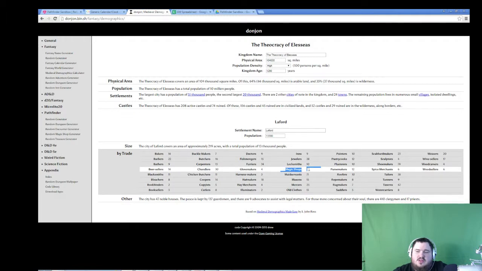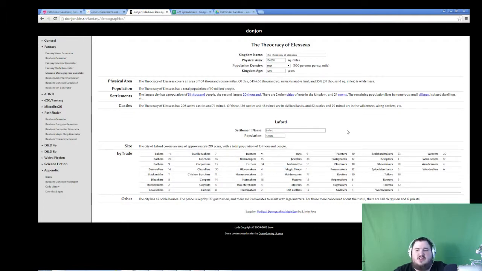No, but look, there's exactly one magic shop in the whole city. In a city this large. It's the only place anybody's going to be able to find stuff. See all the interesting things we learn when we use math and numbers and random stuff?